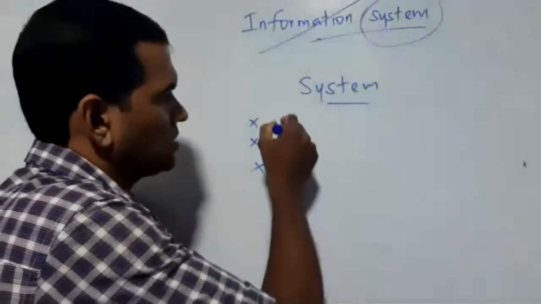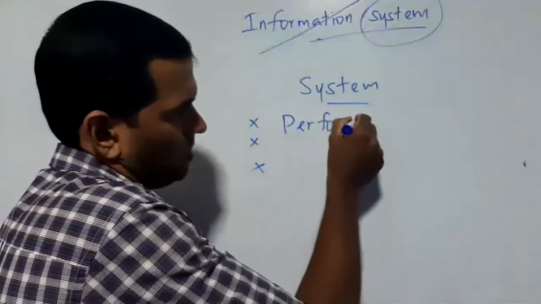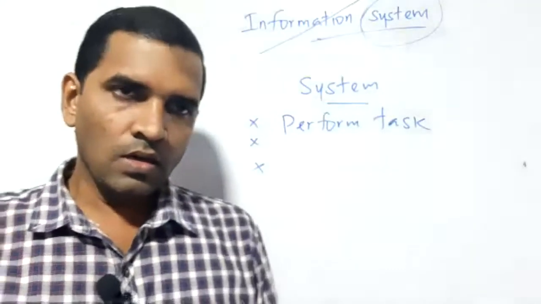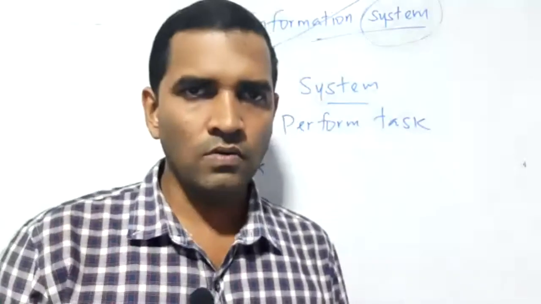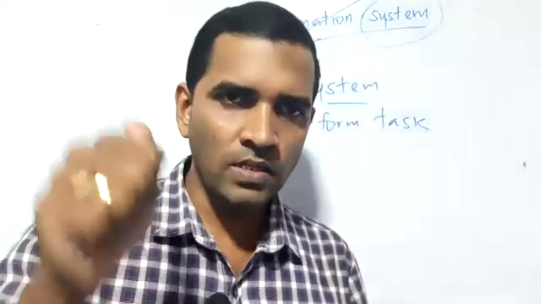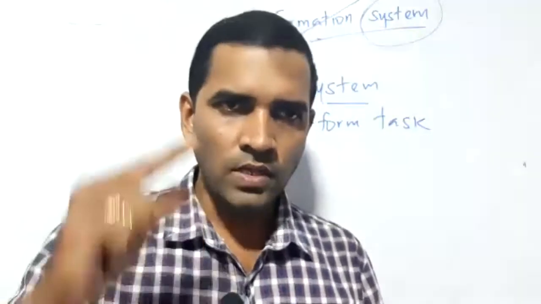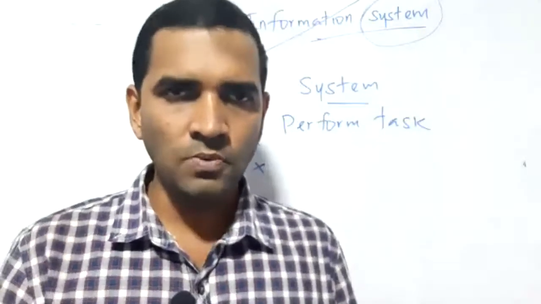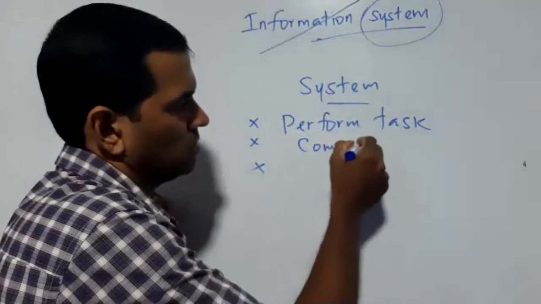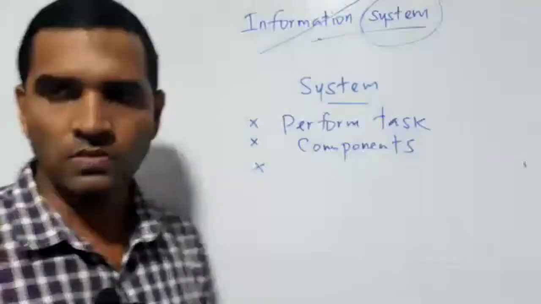So, performing task. That is one. To perform a task, that particular system must have parts or components. Again, I tell you, if I name an object as a system, I must check whether it has the ability to perform task. At the same time, I have to check whether it has parts, whether it has components. So that is the second one. It must have components or parts.